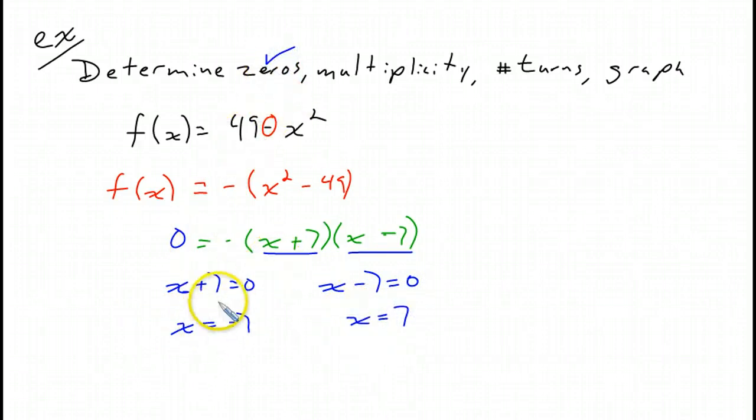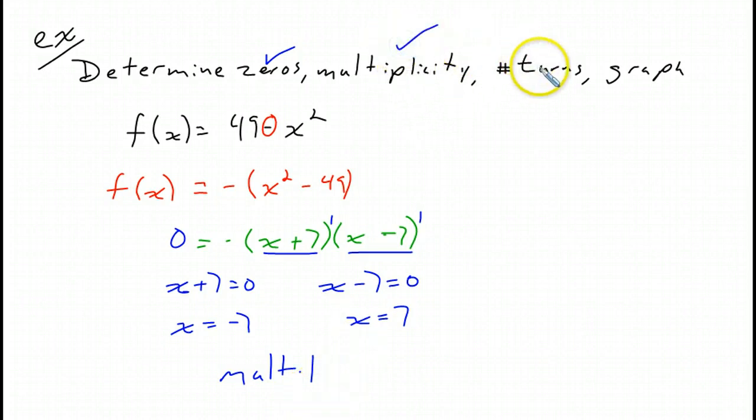Okay, now with multiplicity, it's just how many times these things happen. Since they're both being raised to the first power, they both have a multiplicity of 1. So I say I have a multiplicity of 1. Notice this is an odd, so it's actually going to pass through the zeros. Okay, there's our multiplicity. I'll get to number of terms in a minute. Let's graph this thing.